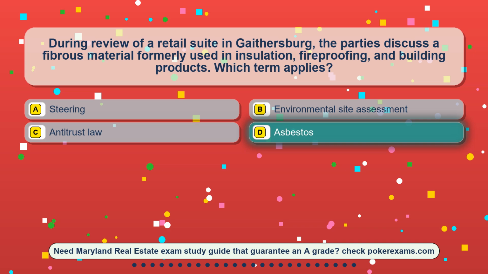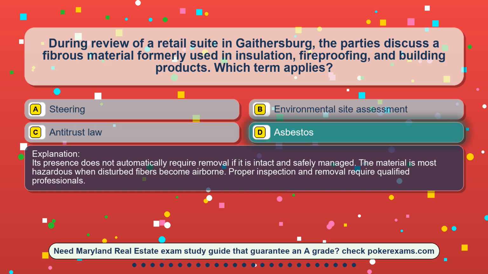The correct answer is option D, asbestos. Its presence does not automatically require removal if it is intact and safely managed. The material is most hazardous when disturbed fibers become airborne. Proper inspection and removal require qualified professionals.